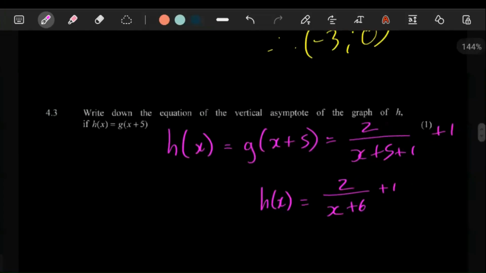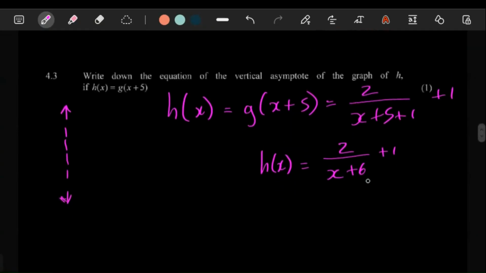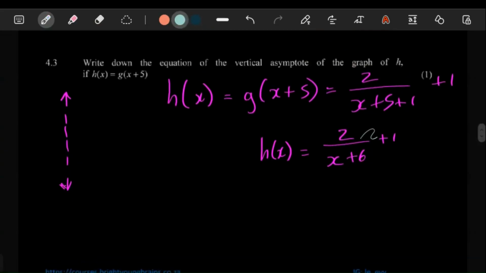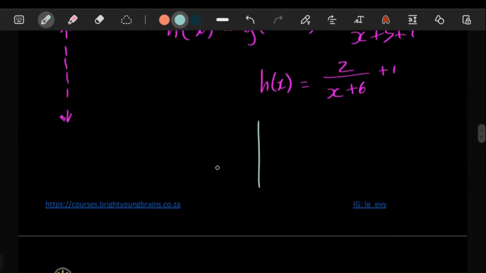So if they want the vertical asymptote, they mean the asymptote that's going from top to bottom. You see the asymptote passing the axis. So that equation, you see, we get it from here. So remember, if it's a plus on the equation, it means that on the Cartesian plane, it has to be a minus. You see. So the vertical asymptote is going to be somewhere here at minus 6. So the equation will be x is equal to minus 6.